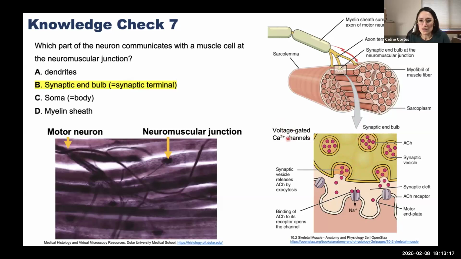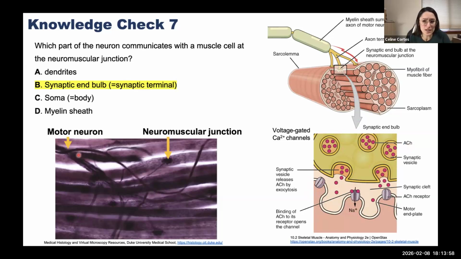And what's not really shown here is there's voltage-gated calcium channels that actually stimulate these little vesicles that contain neurotransmitter to then merge and release neurotransmitter into this space called the synaptic cleft right here. So yeah, I would say be familiar with the fact that the neuromuscular junction is really this connection and this communication between the synaptic bulb and a muscle cell. And then in this case, the important neurotransmitter is acetylcholine.